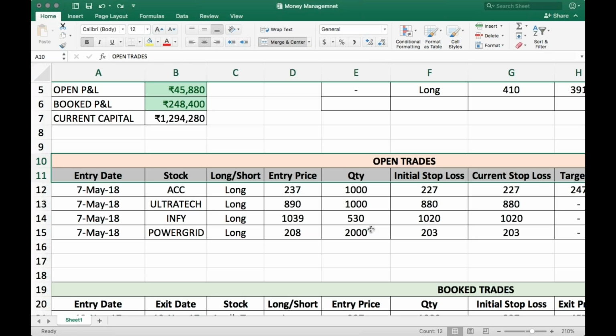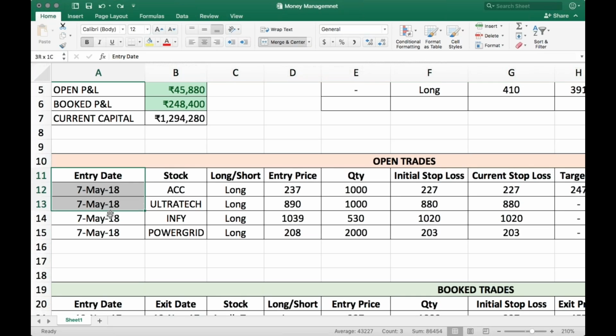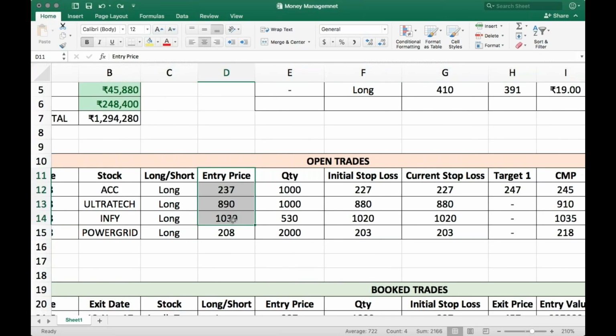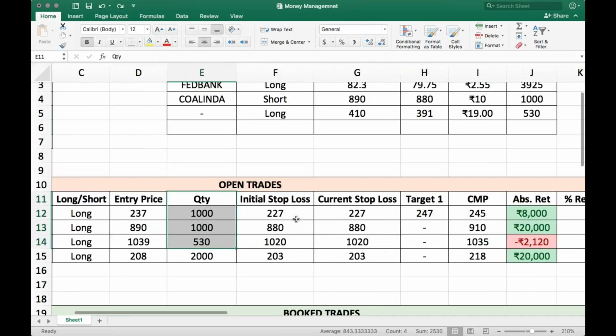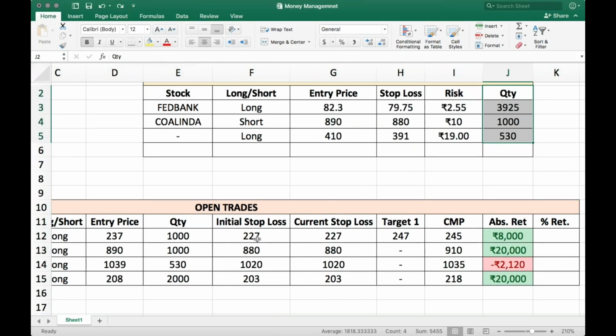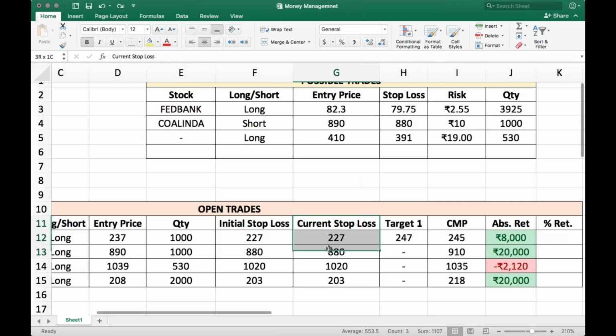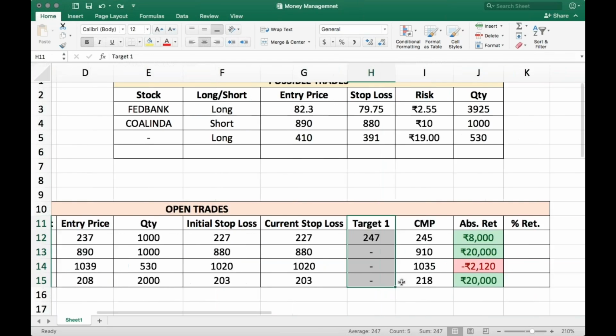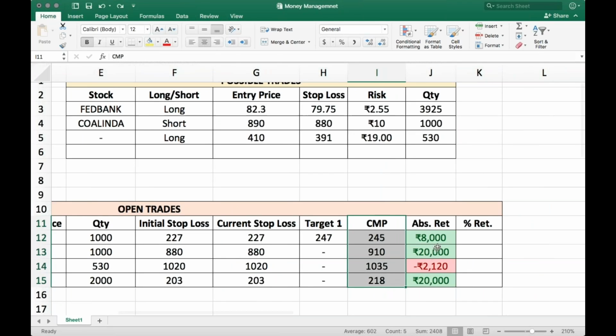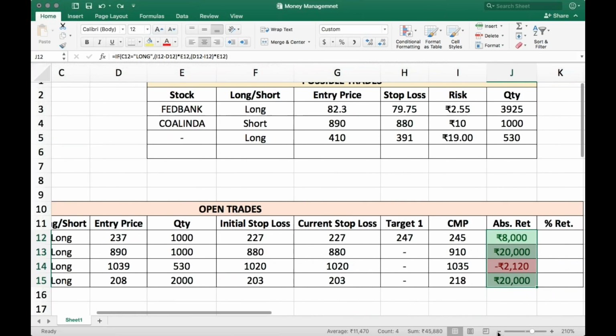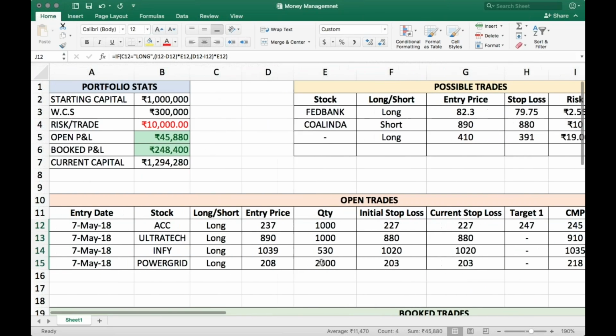These are the trades which are open, which you have taken. What goes there? The date, the stock, whether you have bought or sold, the entry price, which you have to feed manually, the quantity, which you'll get from here, initial stop loss, current stop loss, the trail stop loss, target 1 which we will come to at the end, and CMP, which you will feed; accordingly it will calculate whether you're making money or not. Is this table clear? Any doubts? So how will you do it? I'll show you.